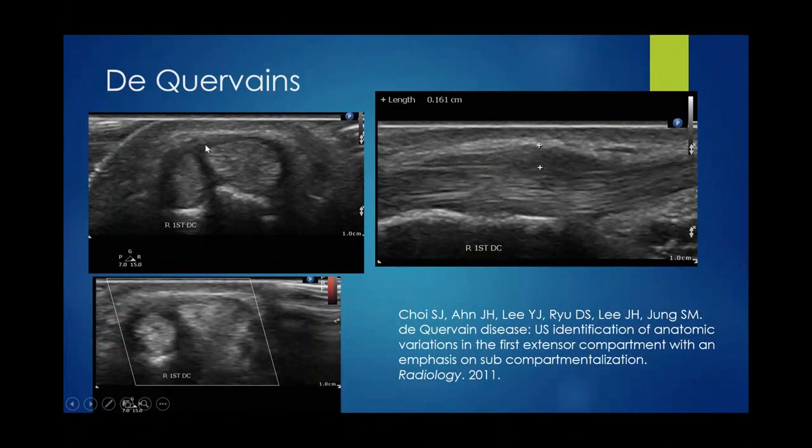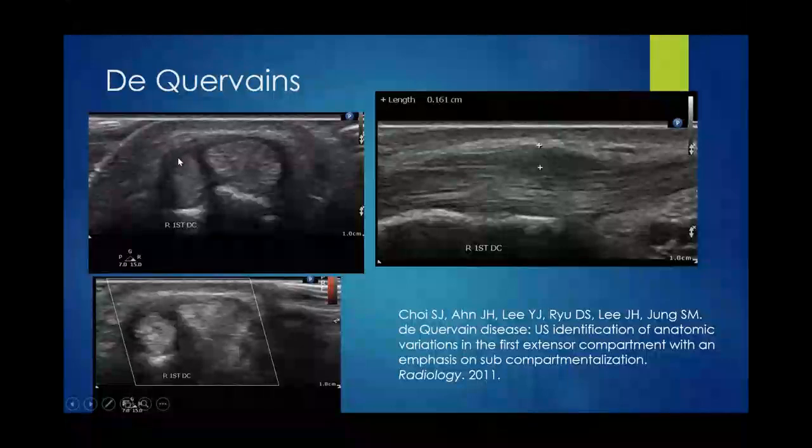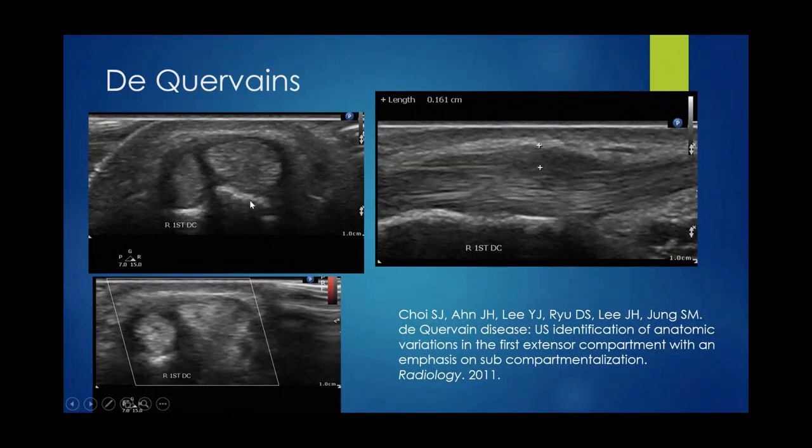Often it's only about a millimeter in thickness. Often when it's abnormal, it will be quite thickened and readily apparent. Usually it's thicker over the extensor pollicis brevis tendon. Also note in this image that the cortex of the radius has a slight ridge in it. This usually delineates the fact that there is a subcompartmentalization of the two tendons.